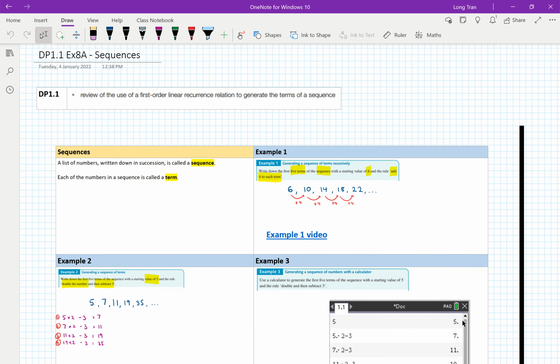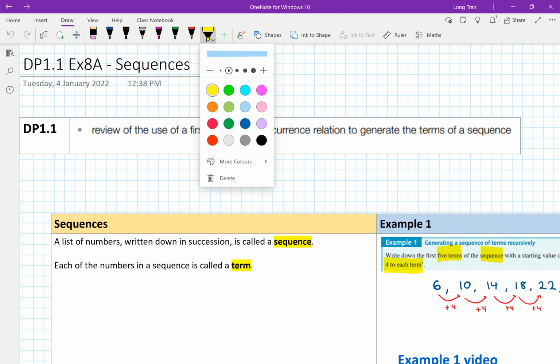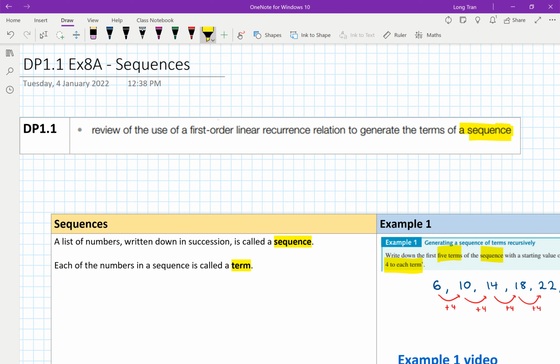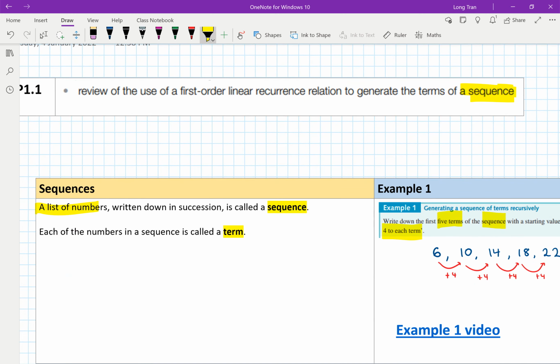Exercise 8A. It says here, review of the use of first order linear recurrence relation to generate the terms of a sequence. You are going to learn in 8A, what is a sequence? Okay. What is a sequence? A sequence is a list of numbers written down in succession. That's it. What's an example?